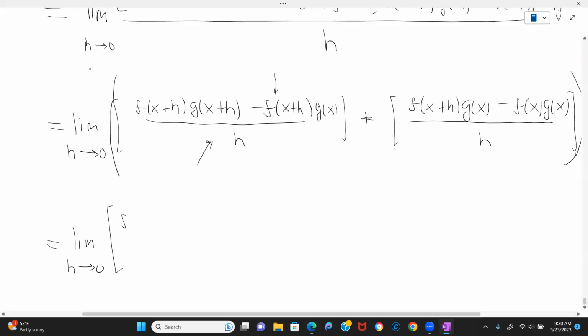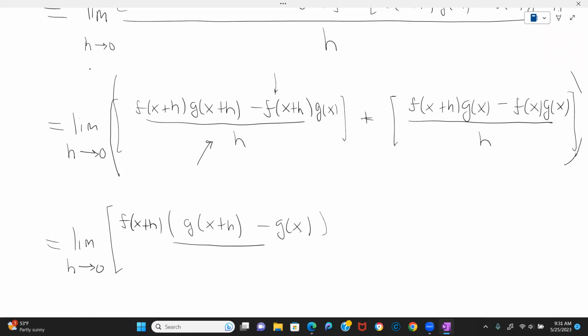All right, so I'm factoring out f of x plus h, and then it's going to be times g of x plus h, sorry, minus g of x. And then this is going to be over h, right? And then I'm adding to that. So I may not make this square bracket anymore. Let me make this parentheses. So that's the first fraction.